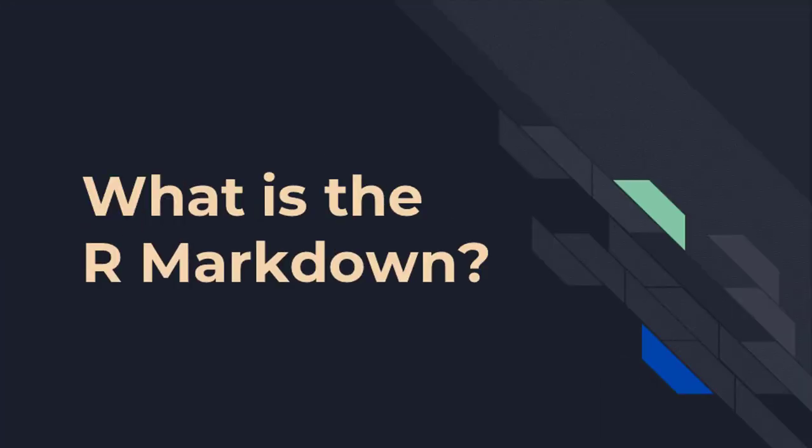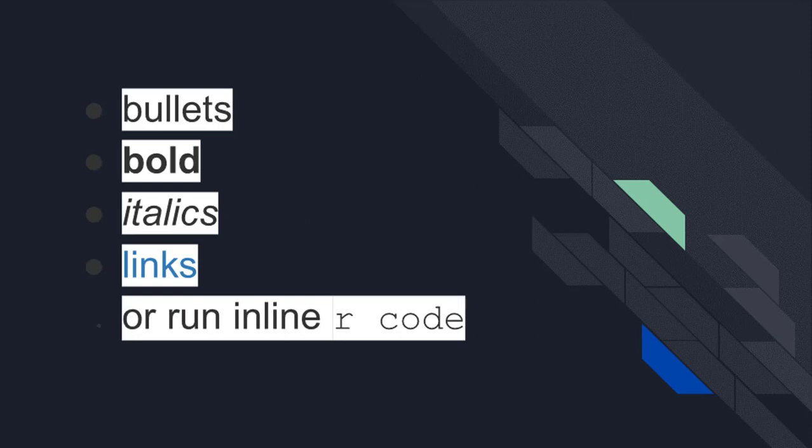R Markdown is a way of creating fully reproducible documents in which both text and code can be combined, such as bullet points, bold text, italics text, links, or run inline R code. And by the end of this lesson, you should be able to do each of those things too, and more. Despite these documents all starting as plain text, you can render them into HTML pages or PDFs or Word documents or even presentation slides.